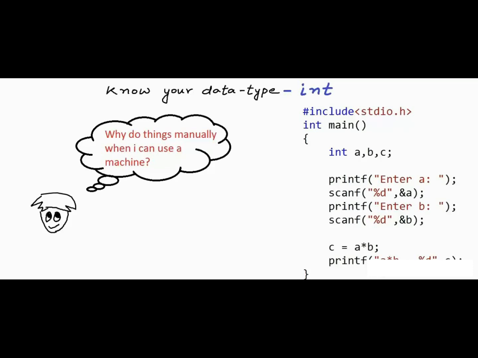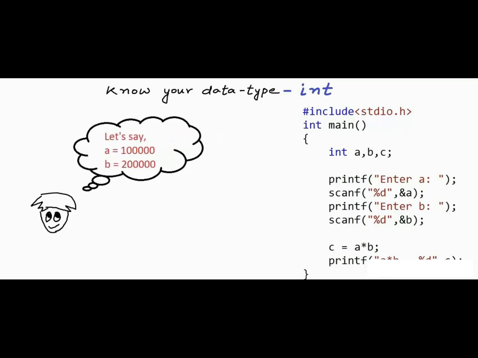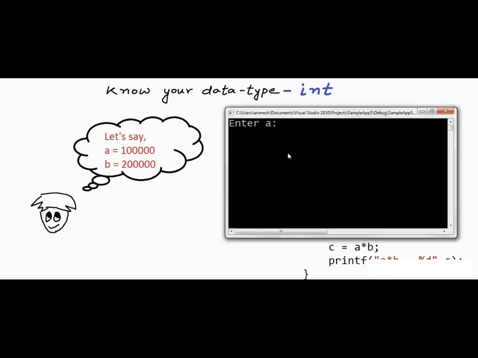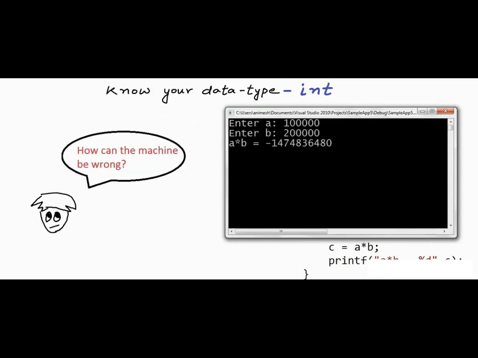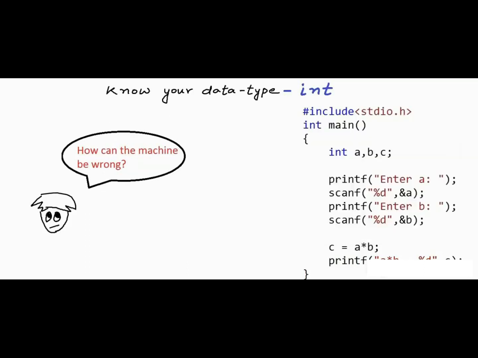Albert wants to run this program for a equal to 100,000 and b equal to 200,000. But when he's running the program, passing a as 100,000 and b as 200,000, he's getting a negative value for the product of these two positive numbers. Albert is puzzled. How can the machine be wrong? Or is it his code that's gone wrong somewhere?